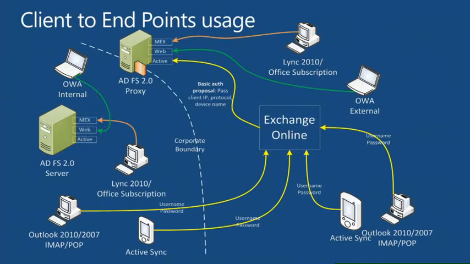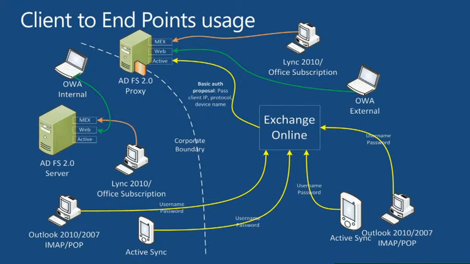So if I look at the different ways that different clients connect, and if I look at an ADFS server on premises and then the proxy acting as my gateway, you can see here that if I have clients that are Lync, Office Subscription Services, or OWA, they all, if they're on the corporate network, will do a lookup for the same name, find that, and talk to the back end directly.